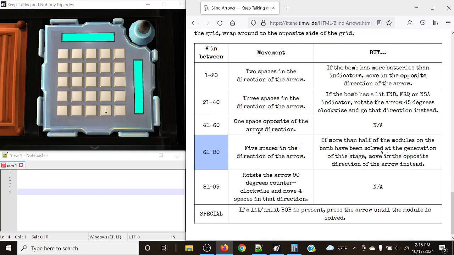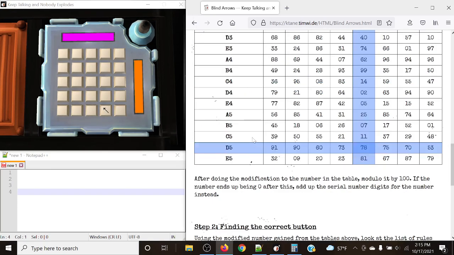But if more than half of the modules on the bomb have been solved at generation of this stage, move in the opposite direction of the arrow instead. Now, I'm just going to straight up say this rule really is pretty self-explanatory. Just press the same arrow, because 5 spaces in any direction will automatically put you at the same exact spot that you are, regardless of direction. So this rule is basically telling you to press the same arrow, regardless of whether the bomb case applies. So let's just press the same position that the arrow is in right now. And just like that, it works.